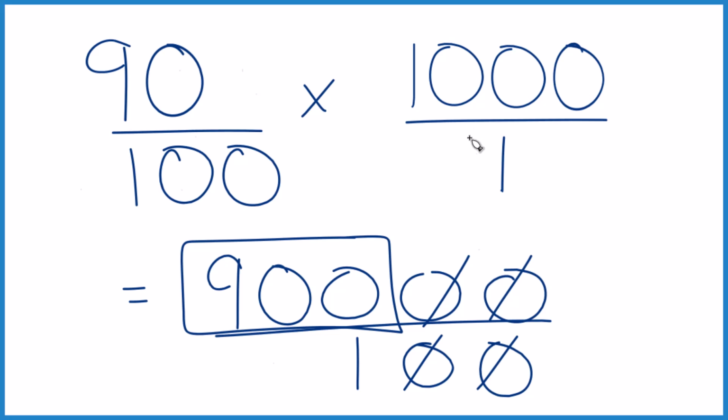One other way you could do this, you could divide 90 by 100, get 0.9, and then multiply that by 1,000. You'd end up with 900.